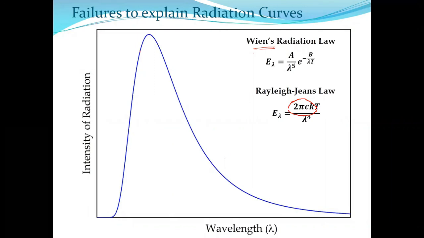Say A T by lambda to the power 4. That is Rayleigh-Jeans law. Now Rayleigh-Jeans law is very good on the higher wavelength side. That means if I plot E lambda at the higher wavelength side, it matches very well with the experimental curve.